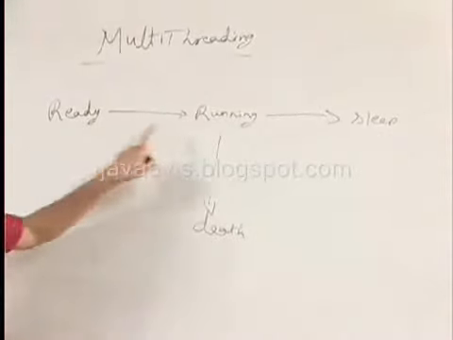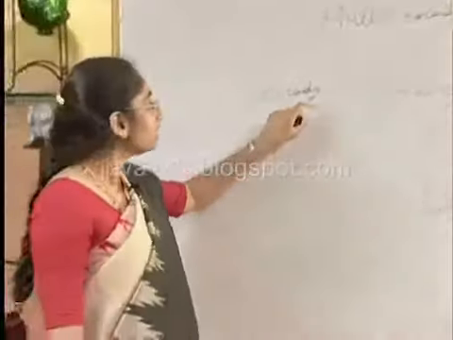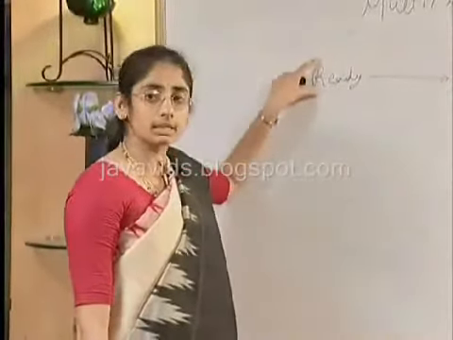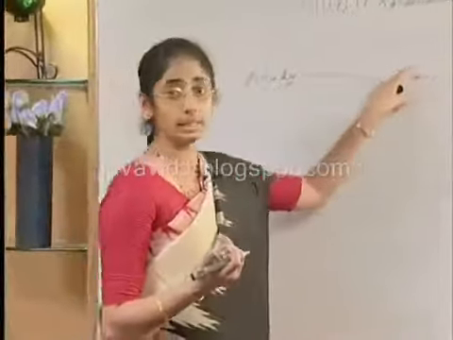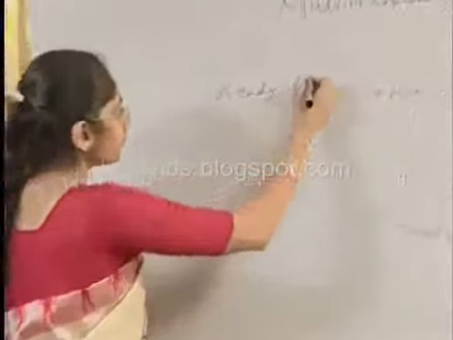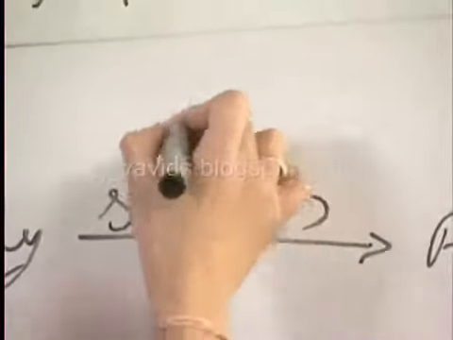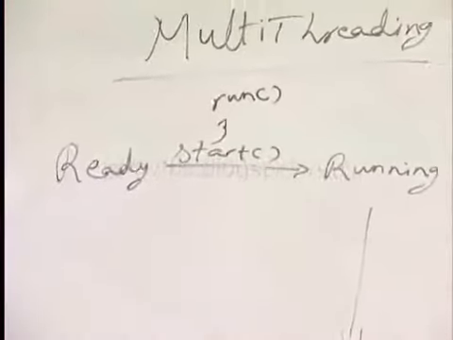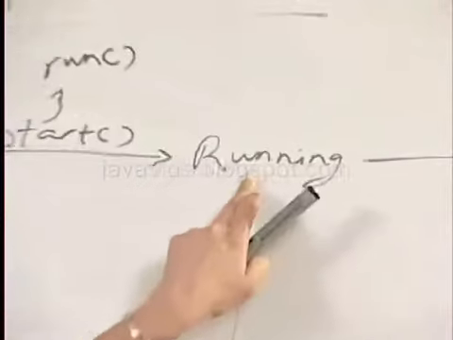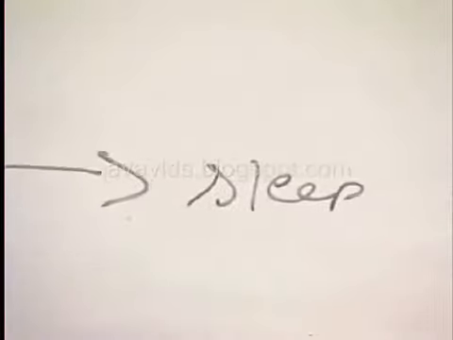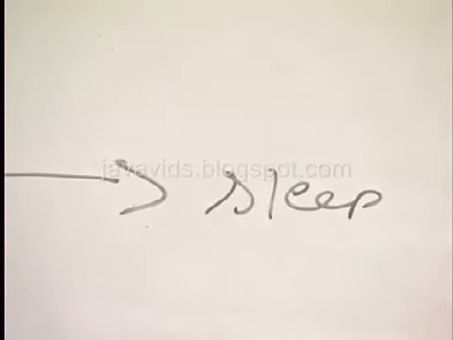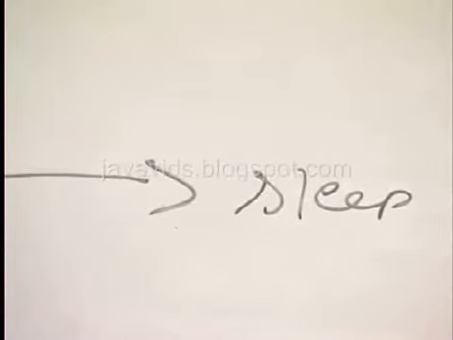To move from ready state to a running state, first let's understand when it is in a ready state. When you create a thread, it's in a ready state. To move from a ready state to a running state, we invoke the start method. The start method in turn calls the run method. So then it comes into a running state. From a running state, it can go to a sleep state, or a wait state, whatever you want to refer to it as, in 3 different ways.